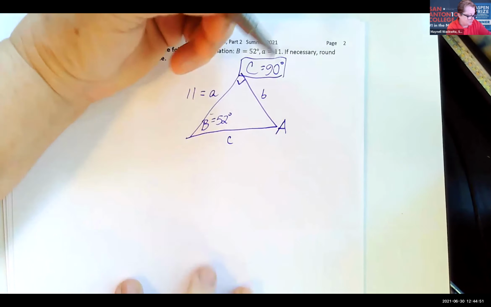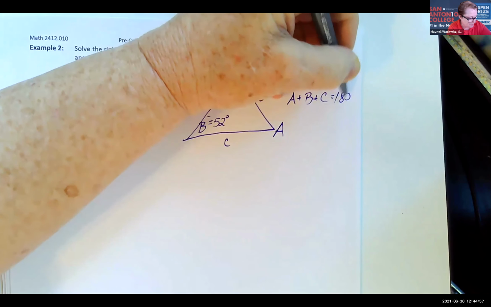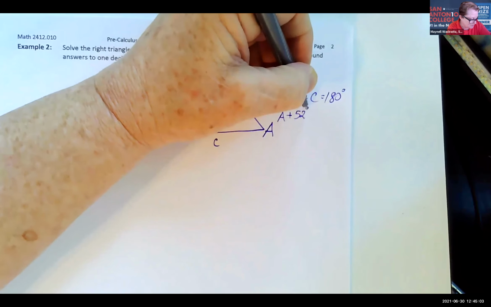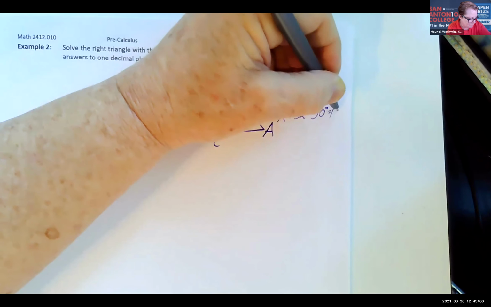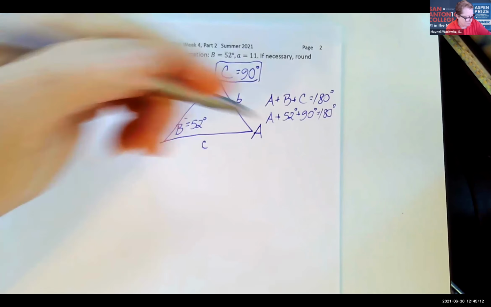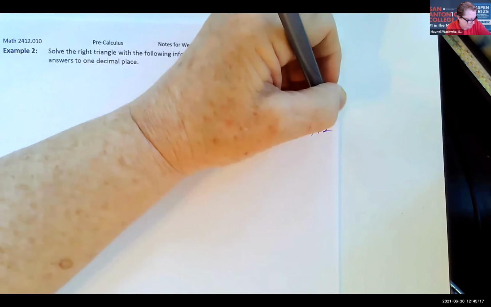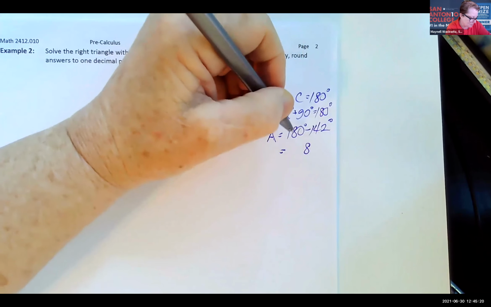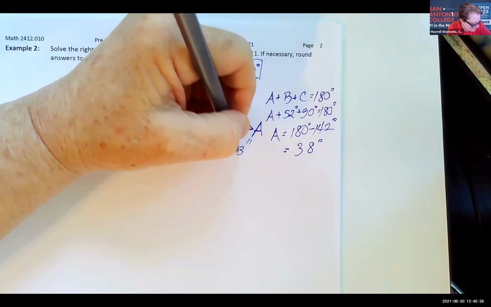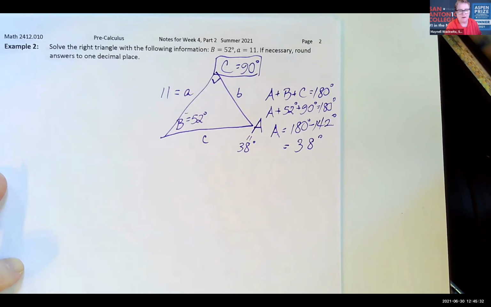So yes, we can find angle A because we know that A plus B plus C is 180. And we know B is 52 degrees and C is 90. 52 and 90 add up to 142. So we know that A is going to be 180 minus 142. So it's 38? Yes. All right. Now we know all the angles and one side.